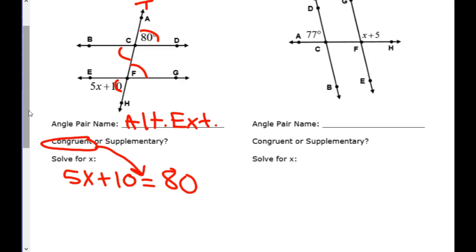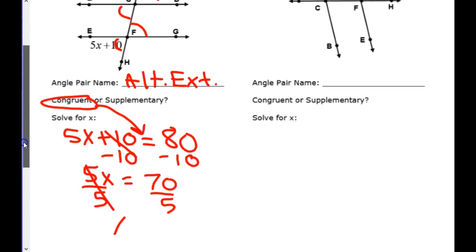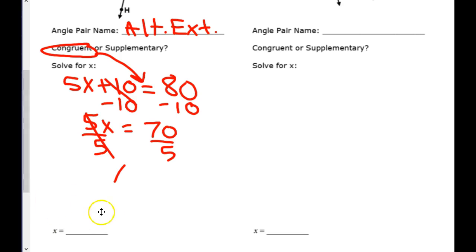Now we solve it, okay? Now this is a two-step problem. Should be old news. What do I do first? Get rid of the loner, the 10. How do I get rid of it? The opposite is to subtract, so minus 10 and minus 10. So I'm going to end up getting 5x equals 70. And then to get rid of that coefficient 5, I'm going to divide by 5 on both sides. So 70 divided by 5 is 14. Now that gets me one thing I'm looking for. That gives me the x.